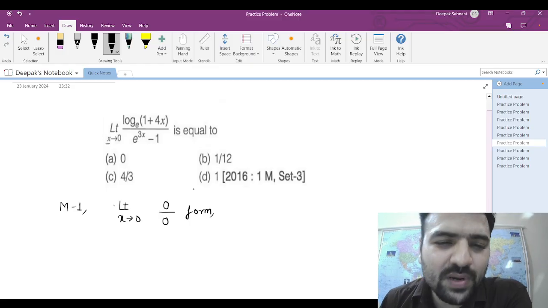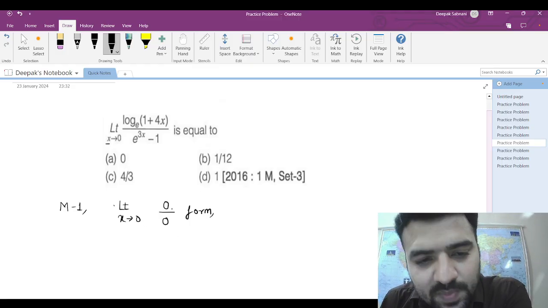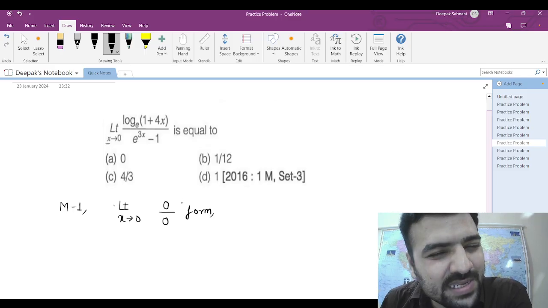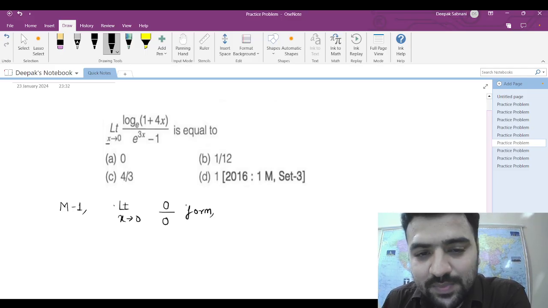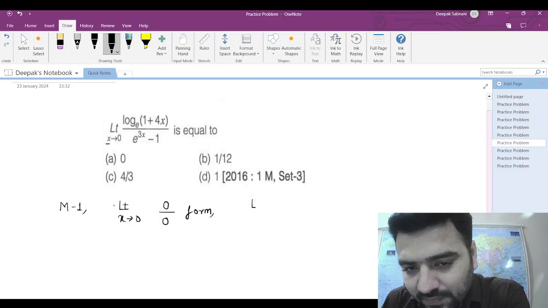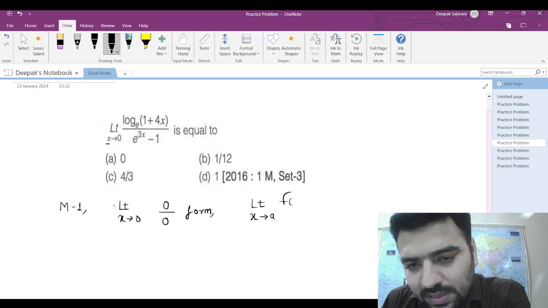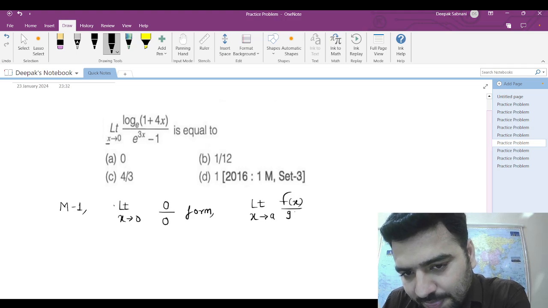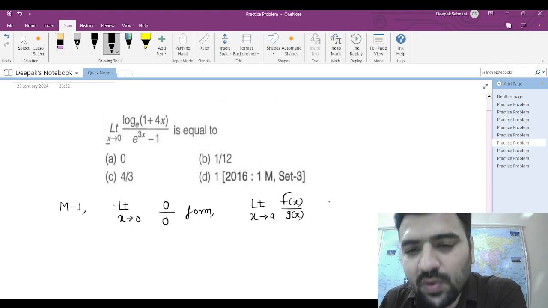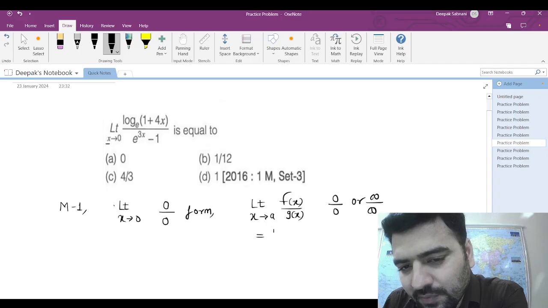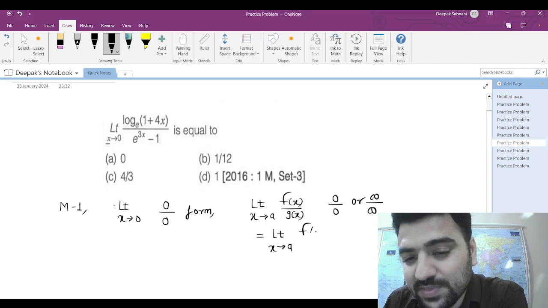Okay. So when you are getting an indeterminate form like 0 by 0 or infinity by infinity, what can you do? You can go for a very simple method, that's the L'Hospital method. L'Hospital says that if the limit x tends to a of f(x) by g(x) tends to 0 by 0 or infinity by infinity, then this limit is actually equivalent to the limit x tends to a, where you can differentiate it n number of times actually.